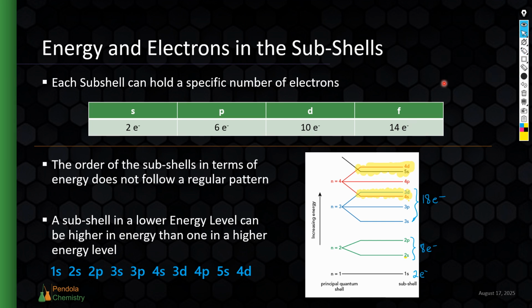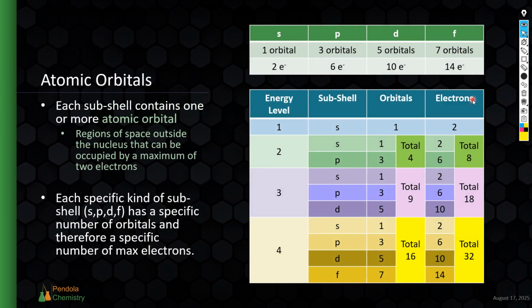Let me move on to the next slide. Let's get rid of all of this. So this is a chart, and you saw this chart last year, of how many sublevels are in each energy level and how many electrons they can each have. Each sublevel contains one or more atomic orbitals, which are the subdivision for the energy sublevels.